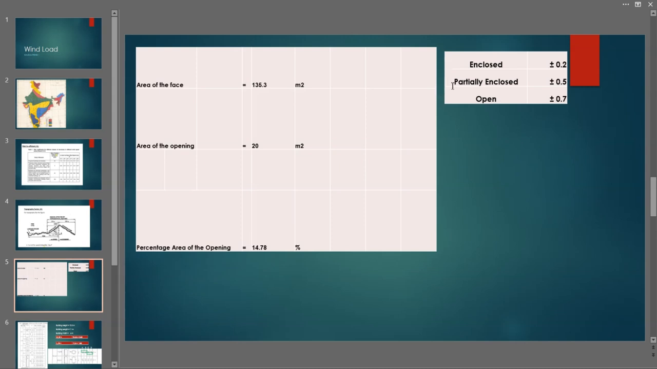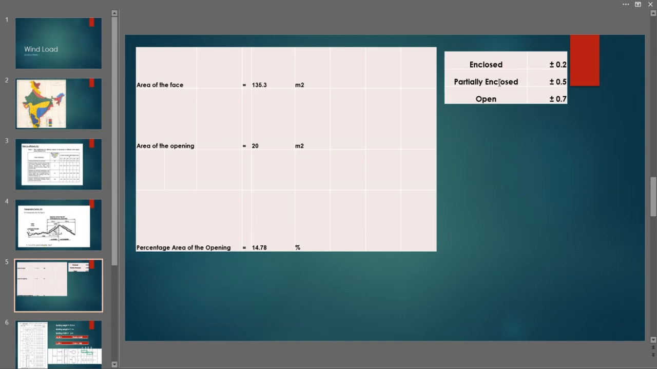In enclosed, the area of the opening is less than 5%. In partially enclosed, the area is more than 5% and up to 20%, and in open, the area of the opening is more than 20%. Right now we have to deal with partially enclosed.